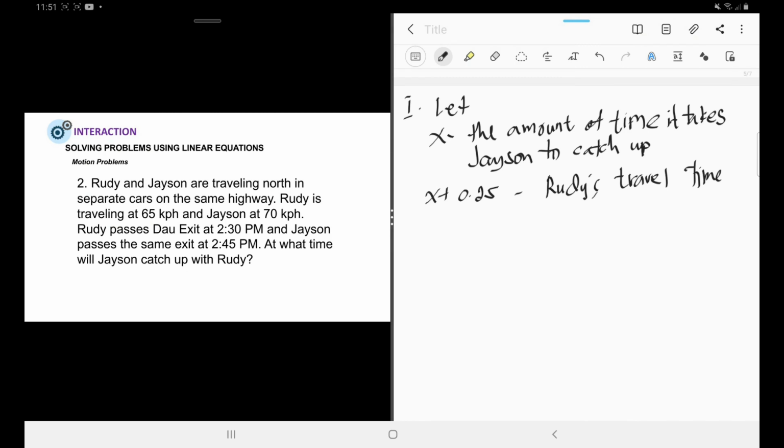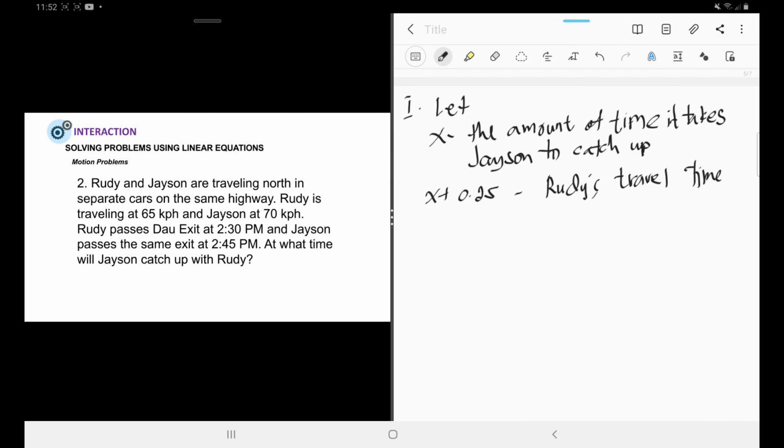Another example: Rudy and Jason are traveling north in separate cars on the same highway. Rudy is traveling at 65 kilometers per hour and Jason at 70 kilometers per hour. Rudy passes the exit at 2:30 p.m. and Jason passes the same exit at 2:45 p.m. At what time will Jason catch up with Rudy?